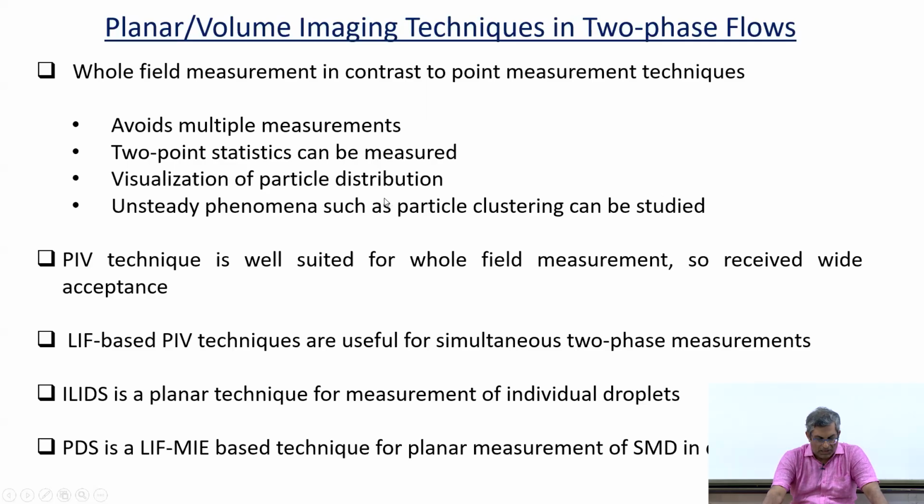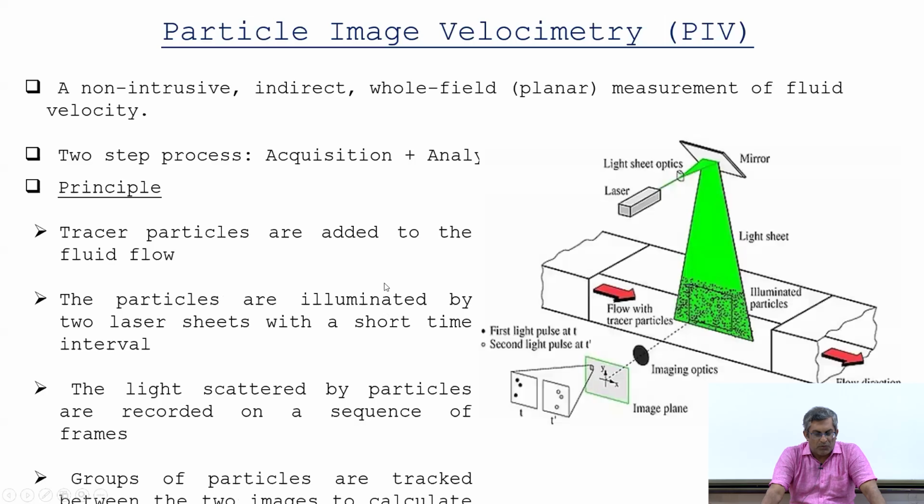So that's the advantage. In this context, particle image velocimetry or PIV technique is well suited for whole field measurements, and we will discuss this first. Then laser induced fluorescence or LIF based PIV techniques are also useful in this context, so that we can measure the 2 phases simultaneously. There are other planar techniques like ILIDS, PDS, which can also provide measurement of particles in one plane. Now we start with particle image velocimetry technique.